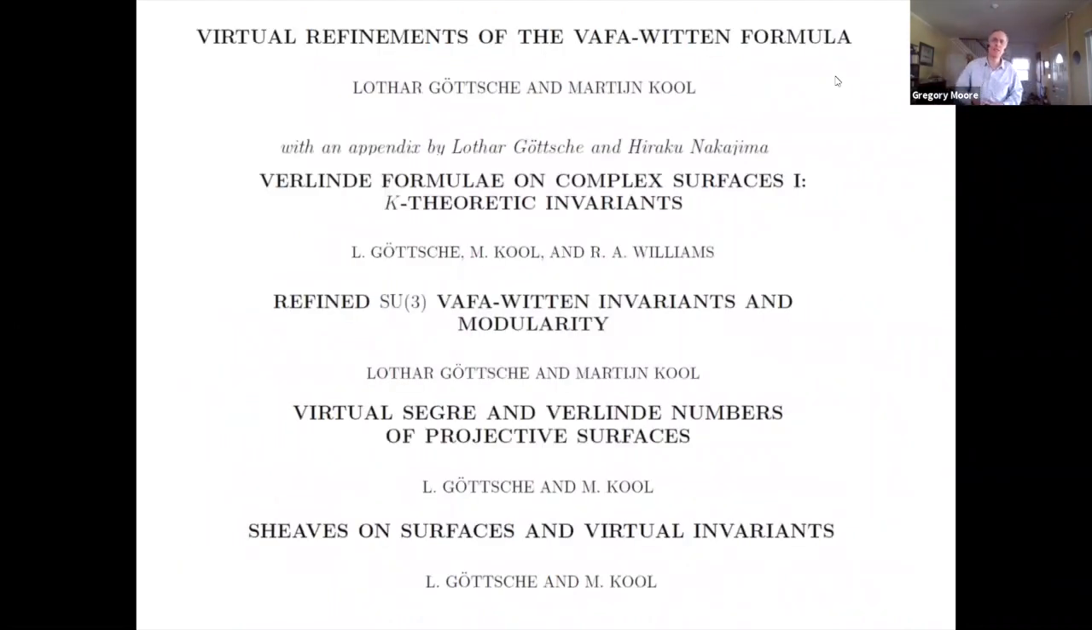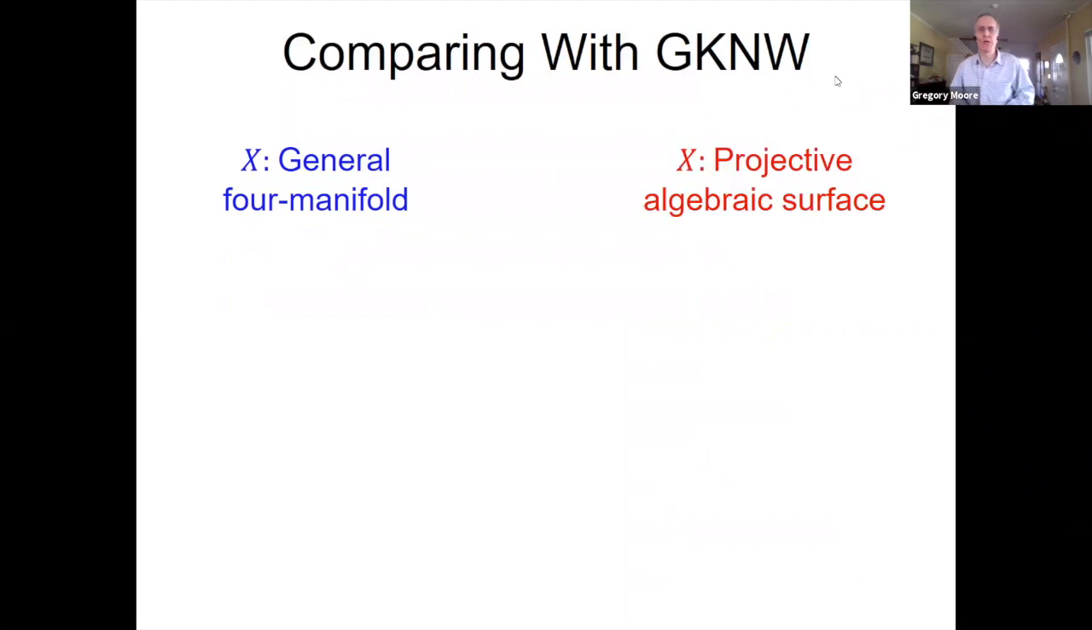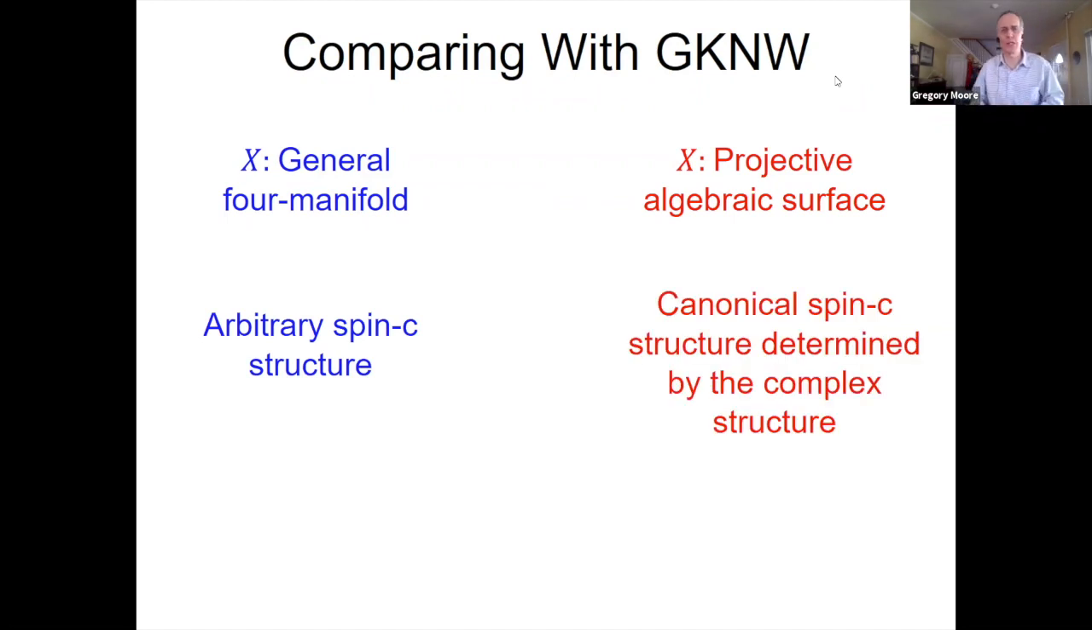And as I mentioned at the beginning, there's been some parallel work, which we were until recently completely unaware of, by mathematicians, Göttsche, Kool, Nakajima, and Williams. And it's very interesting to compare with their results. On the one hand, we're talking about general four manifolds. They're talking about projective algebraic surfaces. They use heavy-duty algebraic geometry. They use this Mochizuki theory. We have an arbitrary spin C structure. They have the canonical spin C structure determined by the complex structure.